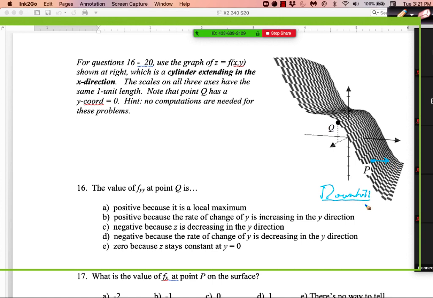If it's downhill, that means z is decreasing. That means dz is less than 0. So what could we say about the rate of change in that direction?